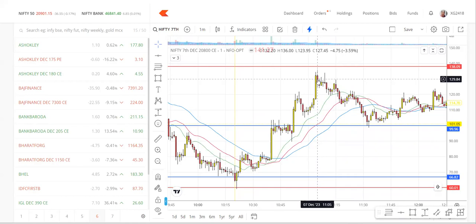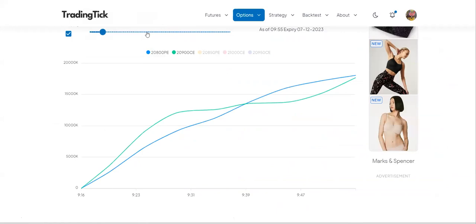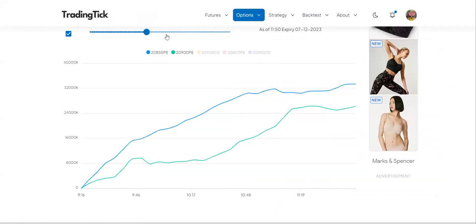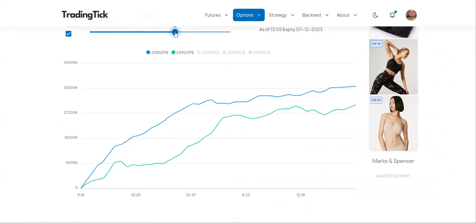Why did it start reversing? Let me go to this time, 11 o'clock. Let us check tradingtick.com at 11. What happened? I'm going to show it to you.